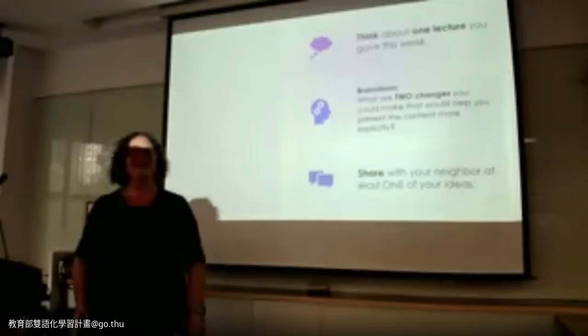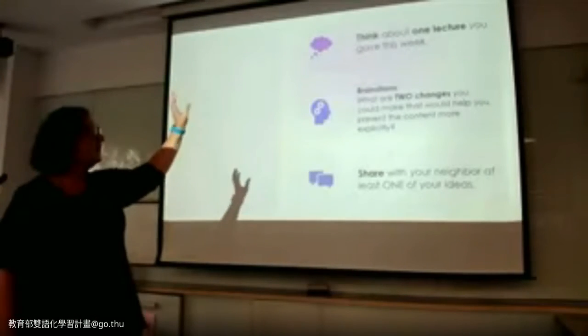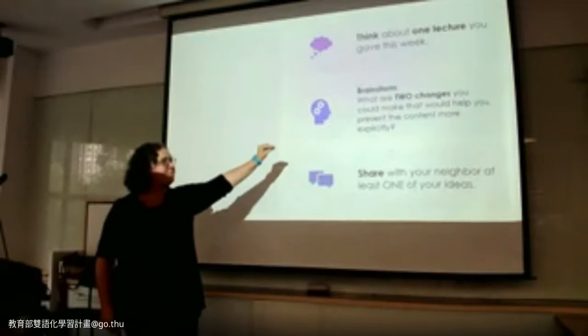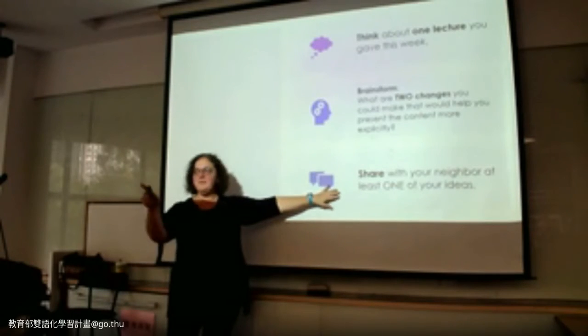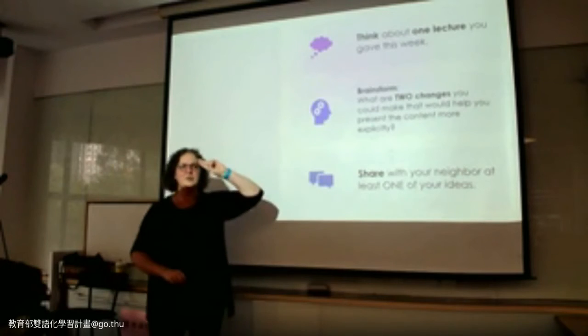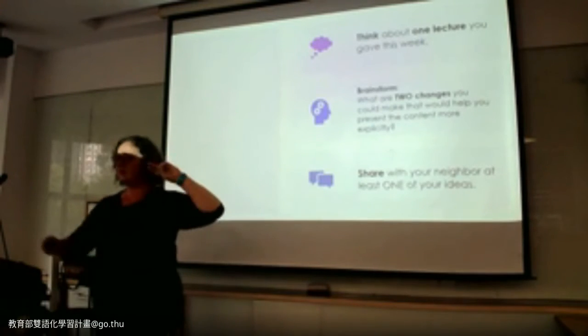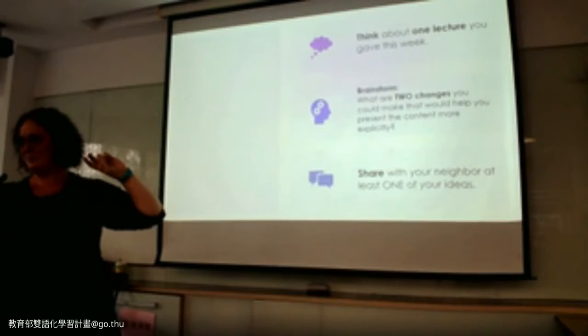Okay, so let's think about it for you now. Think about one lecture you gave this week. What are 2 changes you could make that would help you present content more explicitly? And then share with your neighbor. But I want you first to do this before we go here. So take like 2 minutes on your own to think about a lecture, and you can think about a lecture you heard this week. What could the teacher have done to be more explicit?